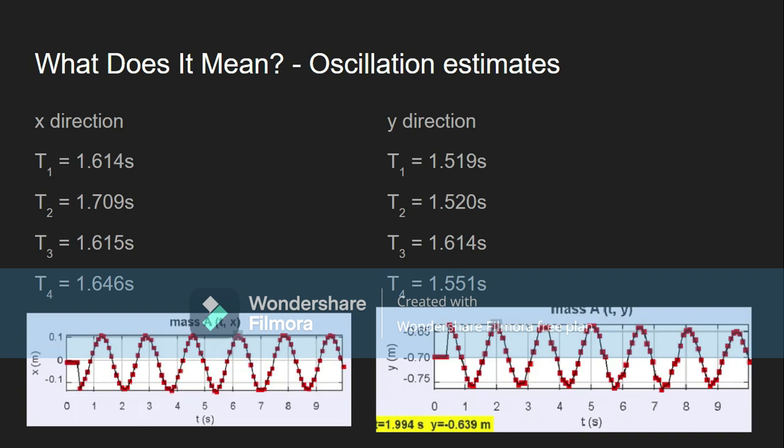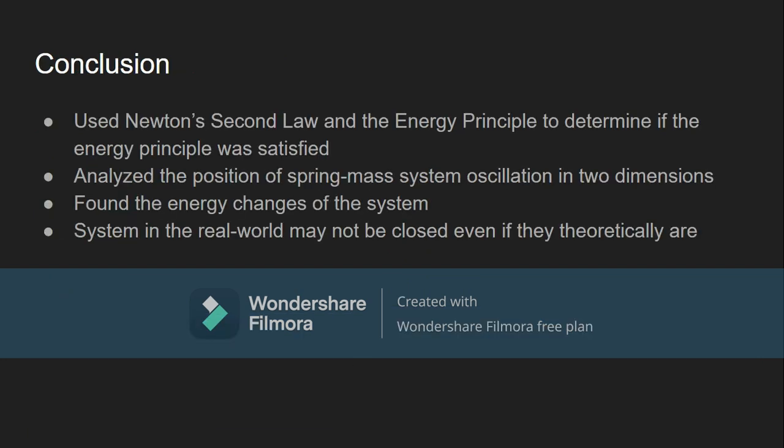For the next part of the what does it mean question, I found the oscillation period using x and y graphs by looking at the time intervals between the peaks of the data. Notice that the period of oscillation is slightly different depending on if you use x or y direction. This means that we will have lots of deviation since the period of oscillation is used to calculate the spring constant, which then affects the spring force, net force, and kinetic energy.